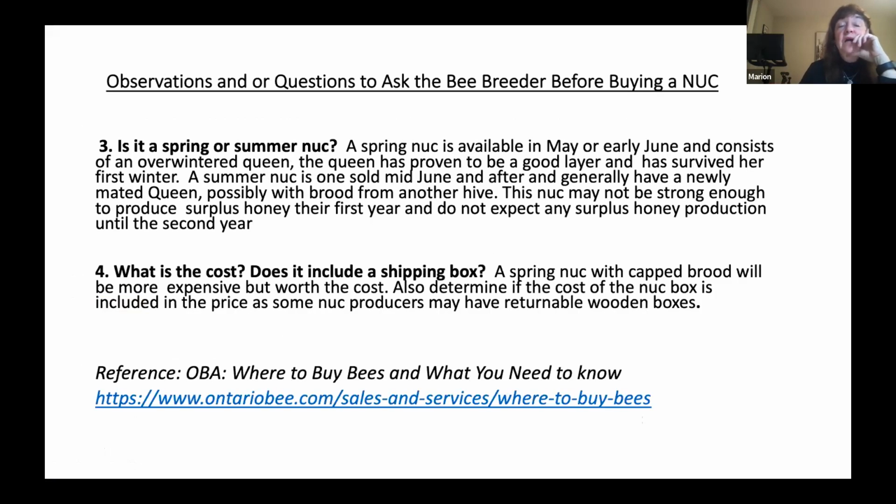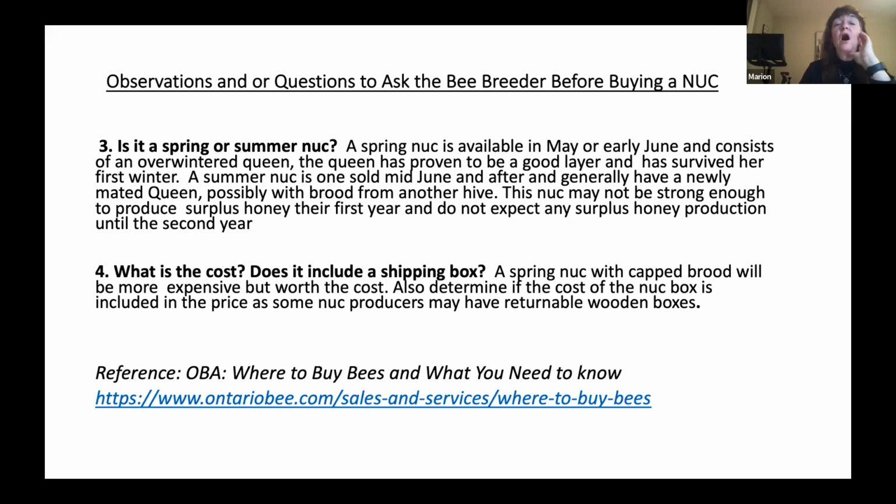And the other questions, a couple of other questions you ask, is it a spring nuke or is it a summer nuke? If it's a spring nuke, it's usually available in May or very early June, and it's had an overwintered queen. And the queen has proven to be a good layer and has survived that first winter. But a summer nuke is sold mid-June and after, and generally has a newly mated queen, possibly with brood from another hive. And the nuke may not be as strong to produce surplus honey for the first year, and don't expect any honey that year.